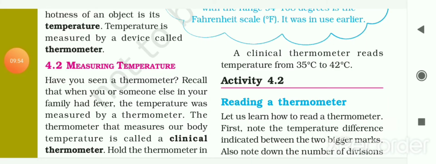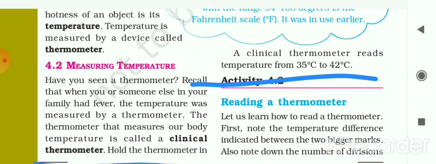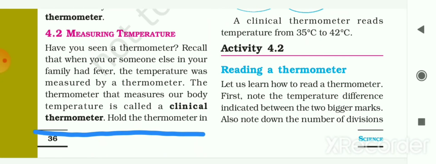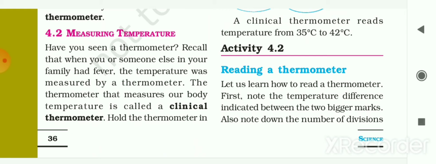So now what is the range for the clinical thermometer? A clinical thermometer reads temperature from 35 degrees Celsius to 42 degrees Celsius. Now how can we measure the temperature, or how can we read the thermometer? For that, one activity is given to you, that is Activity 4.2, reading a thermometer. So let us learn how to read the thermometer.